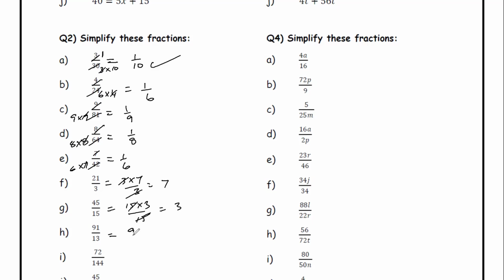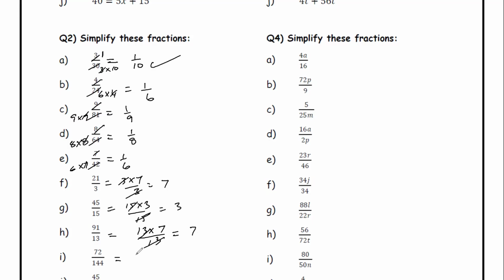That one, remember your multiples of 13, yeah? Very important because 13 is a prime number and it's very difficult to figure out. What two numbers multiply to 91? So if you know your multiples of 13, you'll get this answer quickly.